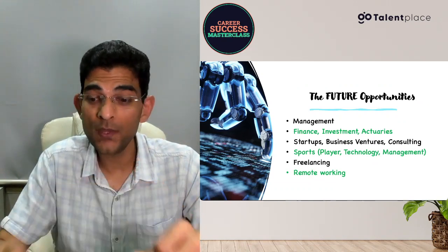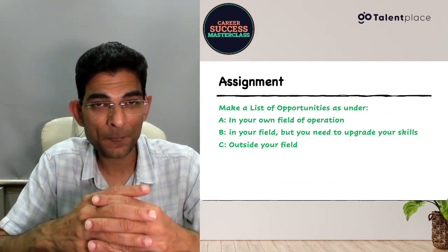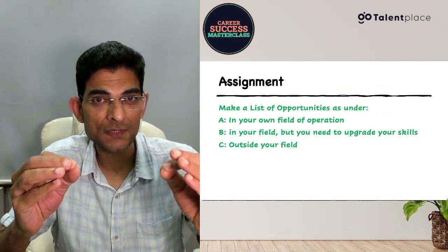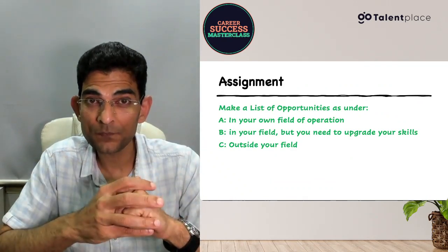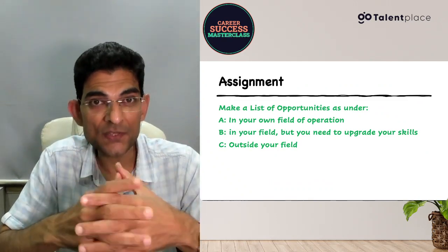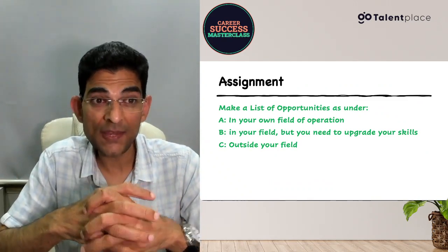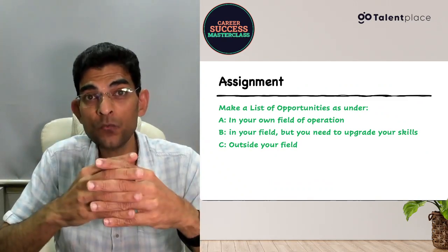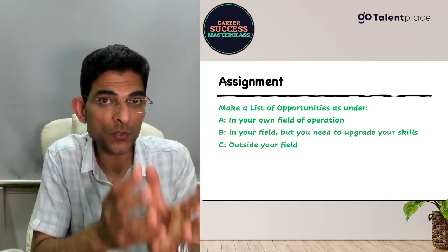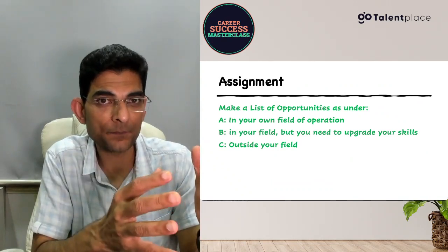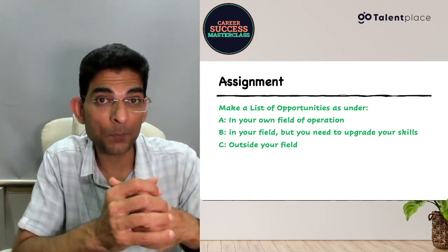But now what you have to do is do an exercise. So the assignment for today is very simple. Make a list of opportunities. So using those 6 tips that I've given you, okay, now you'll make a list and you'll divide this list into 3 parts, A, B, and C. So what is A? A is the opportunities that you find in your own field. So if you're a chartered accountant, see the opportunities which are coming up in the CA field. Okay, means something, the skills you already have, now you have to just tap that opportunity.